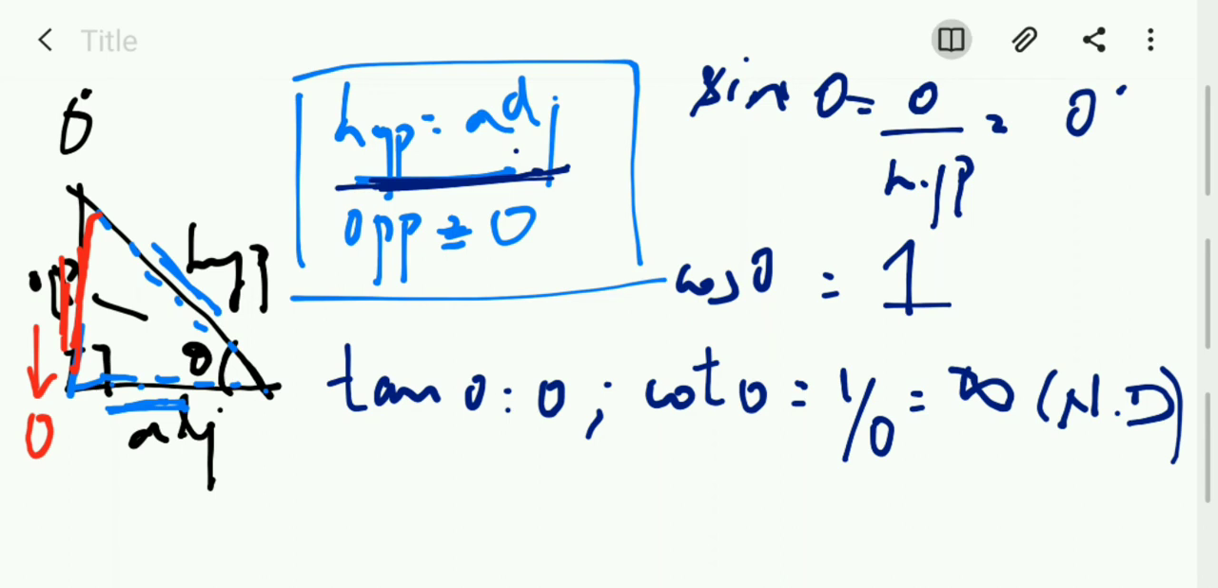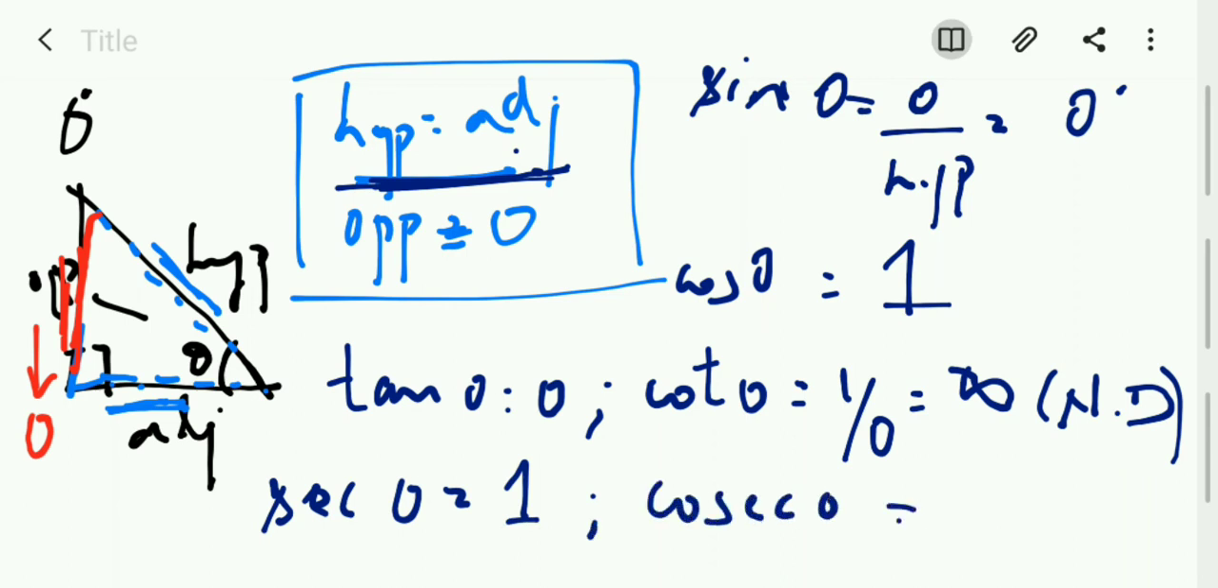Now what is secant 0? Secant 0 is reverse of cos, which is also nothing but 1. And what is cosec 0? Once again it is not defined or infinity, because it comes as 1 divided by 0. Look how simple it is, isn't it, guys? So this is very, very simple, but make sure you remember these values. Now which is the last one we are left with?